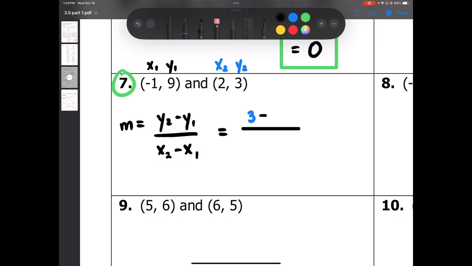Okay, what's y1? Okay, at the bottom, x2. Okay, look. Minus, what is x1? Okay, x1 is negative 1, yes? And then watch, look. You see this? Double negative? Change it positive, like this.